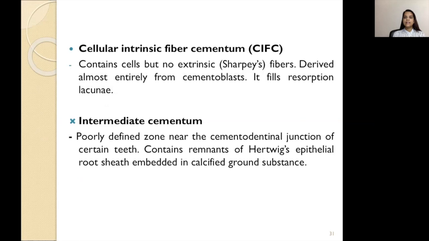The next is CIFC, cellular intrinsic fiber cementum. It contains cells but no extrinsic fibers. Derived almost entirely from cementoblasts, it fills resorption lacunae. Then intermediate cementum is a poorly defined zone near the cemento-dentinal junction of certain teeth, and it contains remnants of Hertwig's epithelial root sheath embedded in calcified ground substance.